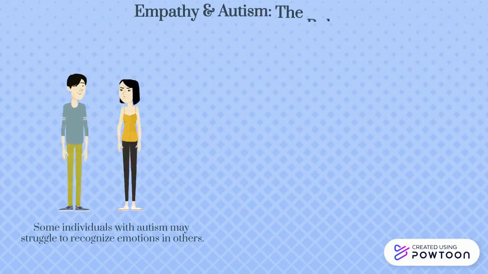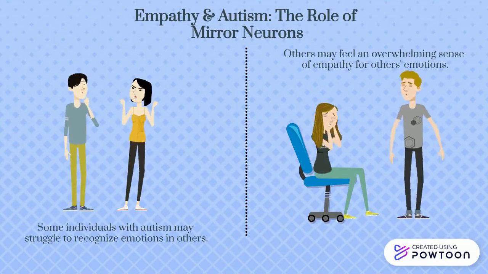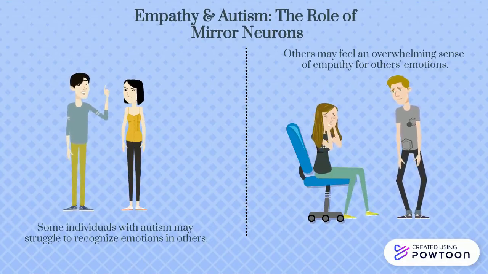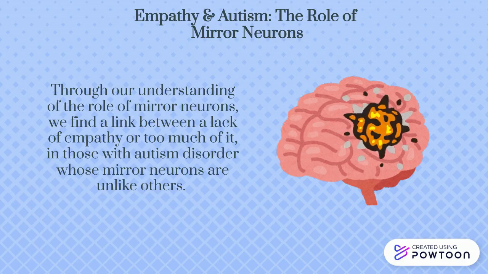We also see that empathy can feel different in people with autism disorder. Some feel a lack of empathy, whereas others feel an overwhelming amount or recognition for other people's feelings. Research has shown that dysfunctional mirror neurons contribute to autism disorder. Through our understanding of the role of mirror neurons, we find a link between the lack of empathy or too much of it, especially in those with autism disorder whose mirror neurons are different from others.